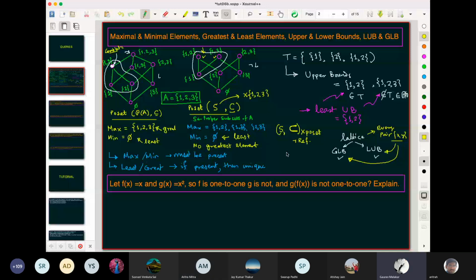The least of the upper bounds might not exist. That's what I am just thinking, that the least of the upper bounds may not exist for every possible subset. So give an example, please. That's what I am thinking. Let me think of it. Just give me a minute.